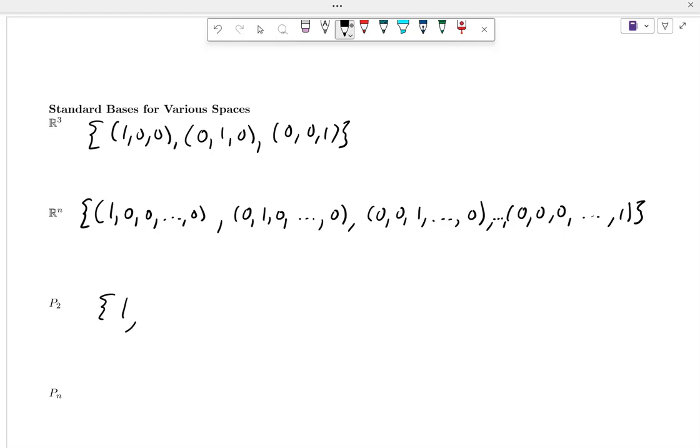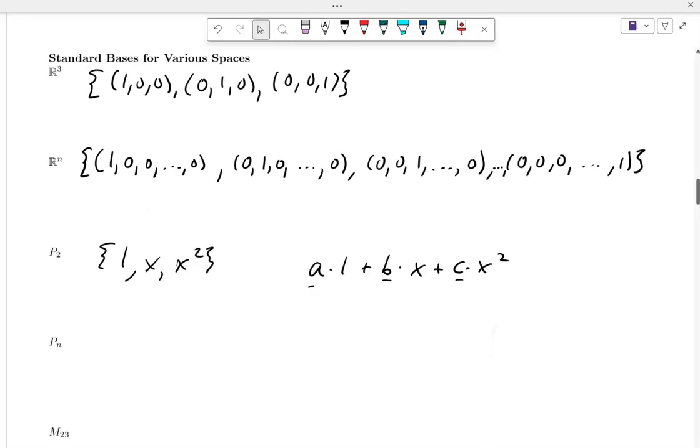Because I can take it times any constant. What polynomial would we use to generate specifically the x term? X, good. And what polynomial would you use to generate the x squared term? X squared, good. That's what we would use for our standard one. And think about why. Because if I have any polynomial, I can write it like that, can't I? And then I'm looking at my A, my B, my C.